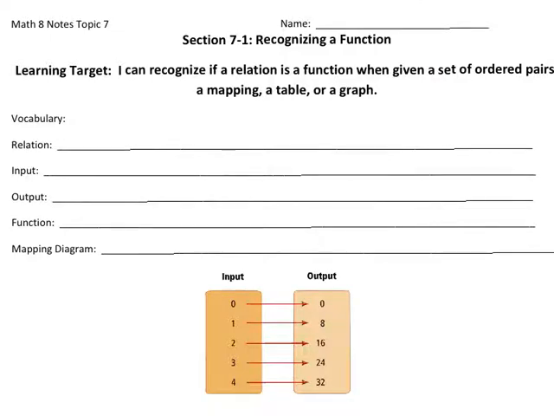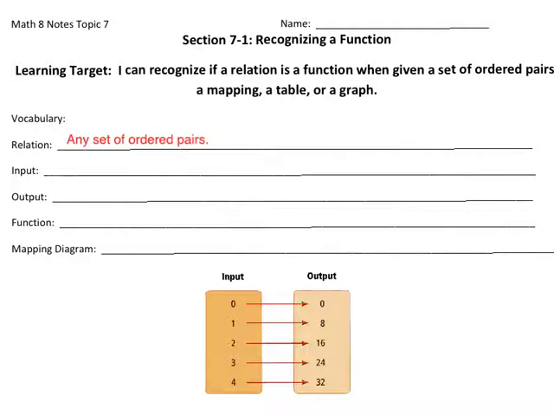In section 7.1, there's a lot of vocabulary that we're going to talk about. So the first term that you need to know is a relation. A relation is any set of ordered pairs. So again, a relation is any set of ordered pairs. Now I'm going to go through these fast, so you'll probably have to pause the video to catch up on your note-taking.